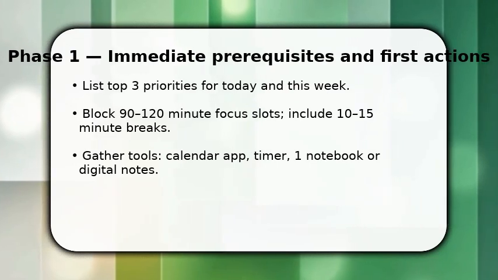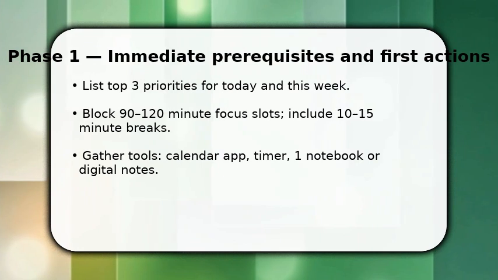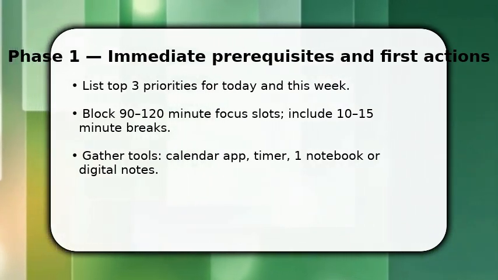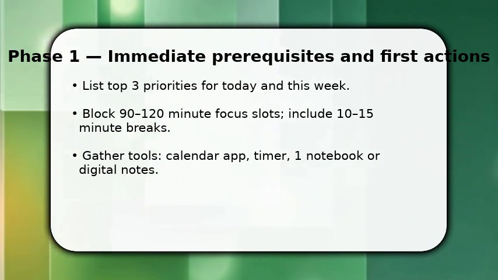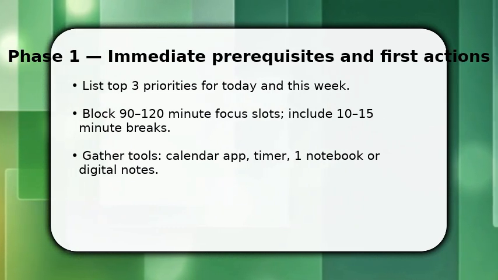Enjoy the video. You start by choosing 3 priority outcomes for today and this week. You must be specific. Once chosen, open your calendar and create 90-120-minute focus blocks for deep work and add 10-15-minute breaks between them. Make sure to place a buffer slot for unexpected tasks.